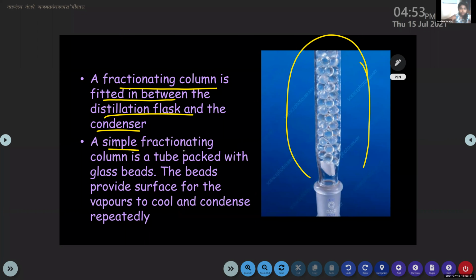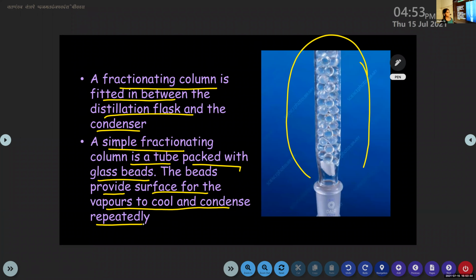This simple fractionating column is a tube packed with glass beads. The beads provide surface for the vapors to cool and condense repeatedly. So the repeated process of condensation and evaporation takes place here. We know that on boiling, liquid is converted to vapors, and on condensing it again goes back to liquid. So the glass beads provide the surface for the vapors to cool and condense repeatedly. That's the difference between simple distillation and fractional distillation.